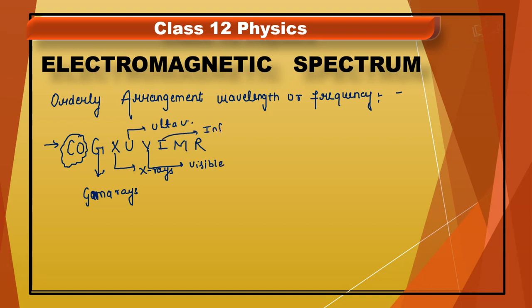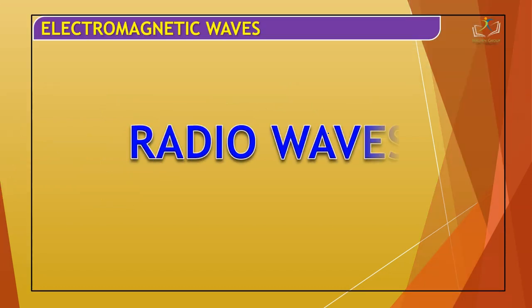infrared, micro, and radio waves. So these are the set of arrangement of wavelengths of different kinds of electromagnetic waves. These are known as the electromagnetic spectrum. So one by one we will take all these particular things. First we will take radio waves.